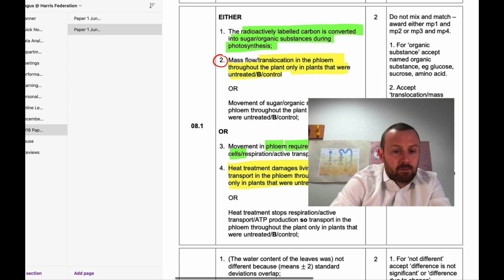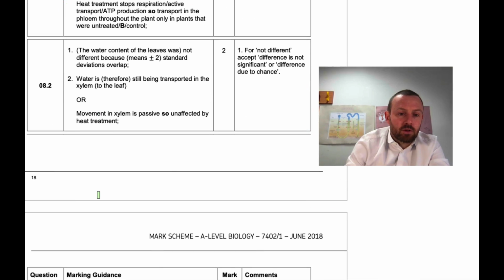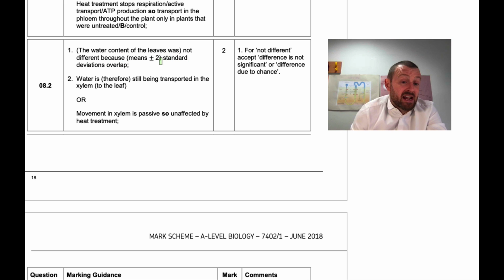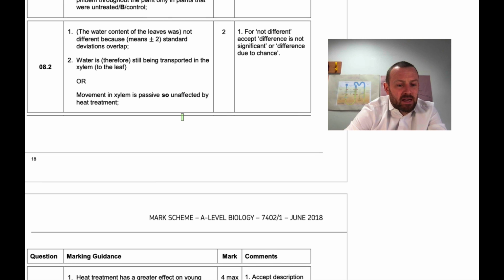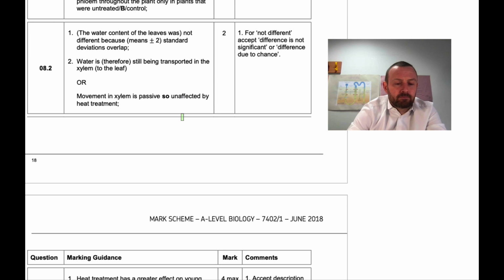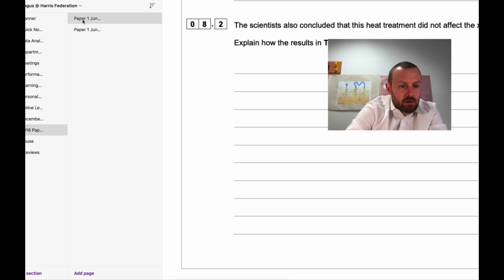So let's look at the mark scheme. The water content of the leaves was not different because the standard deviations overlap, or the difference is not significant. Water is still being transported in the xylem. Movement in the xylem is passive, so unaffected by heat treatment. I think I didn't use that phraseology. So movement in the xylem is passive. Okay, let's go onwards.